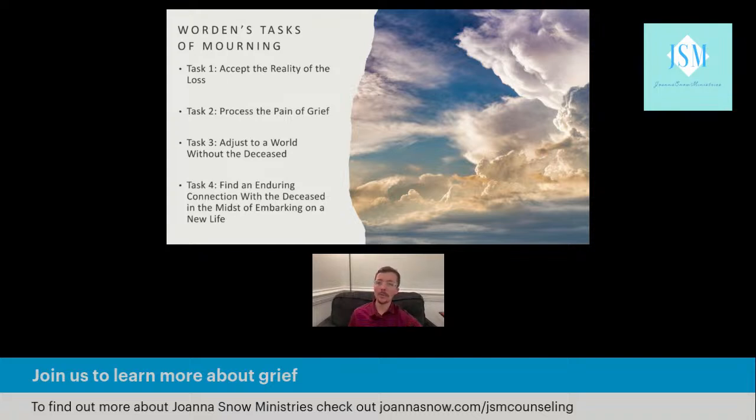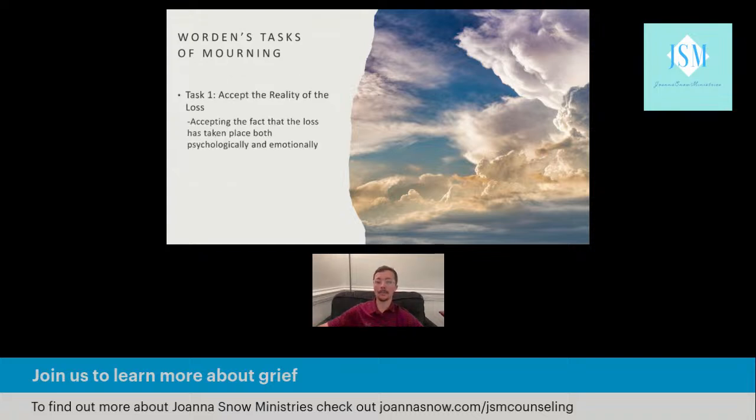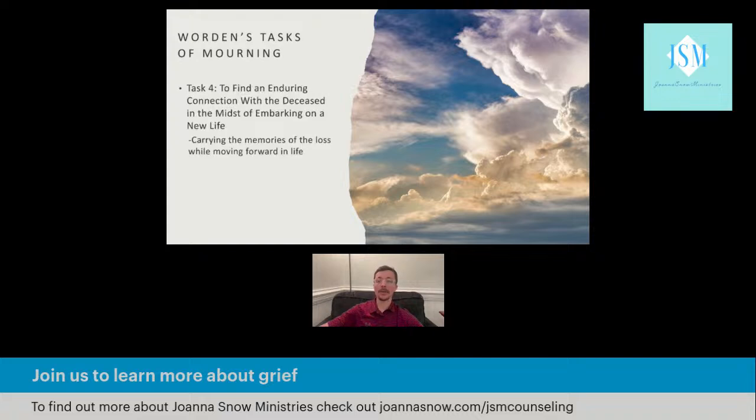And again, you may not move through these in a linear fashion. I don't even know if linearly is a word. You may not move through these in a linear fashion, and some people may not get to the final task. So these are, generally speaking, though, the tasks that people go through or should go through as they grieve, as they mourn. Those are William Worden's tasks of mourning.